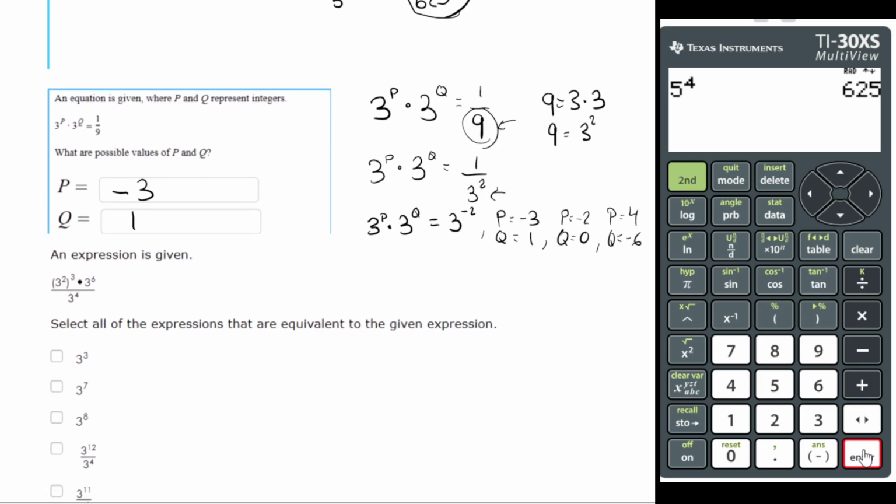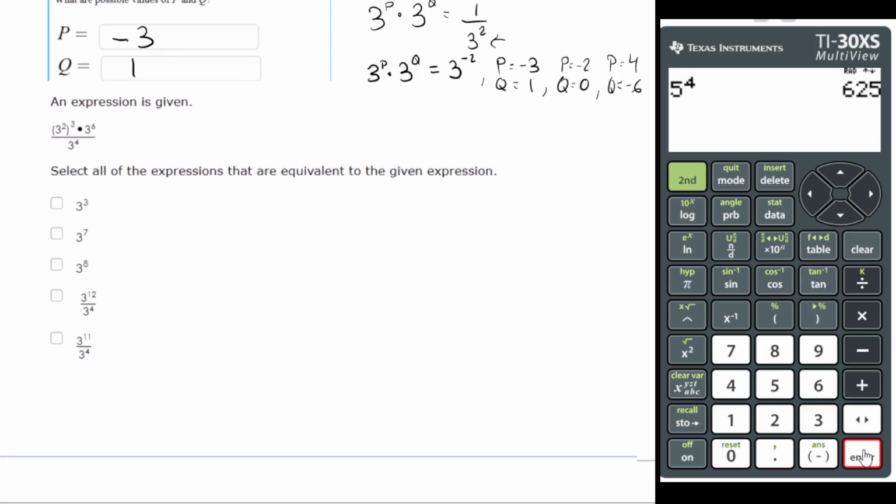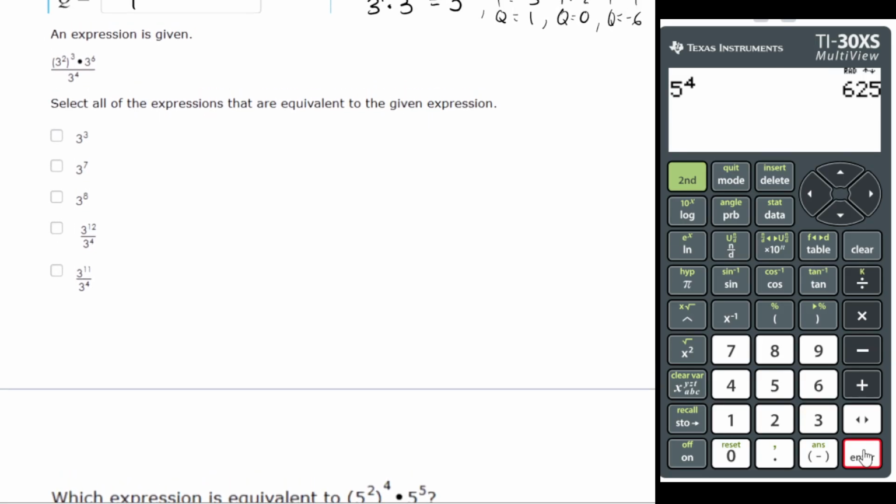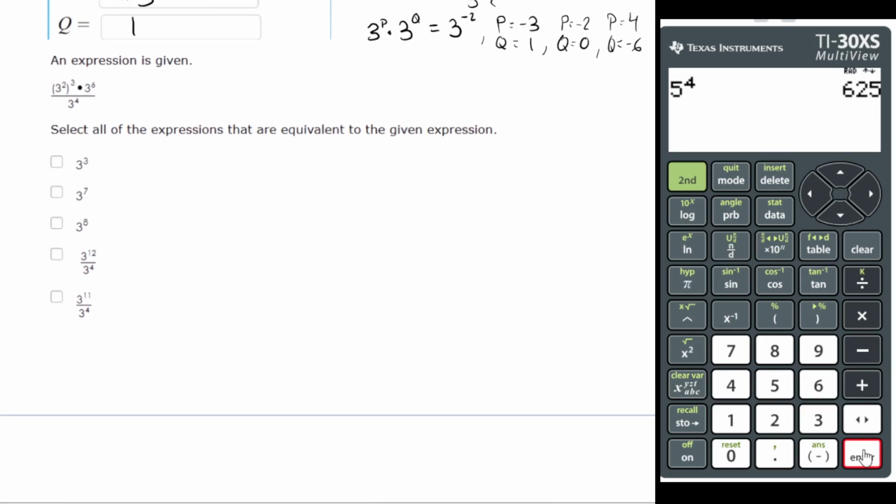All right. Next question. An expression is given. 3 to the second, raised to the third, times 3 to the sixth, all over 3 to the fourth. Select all the expressions that are equivalent to the given expression. So we're going to do this the same way we did the previous problem. We're going to take it step by step and check off answers as we get there.